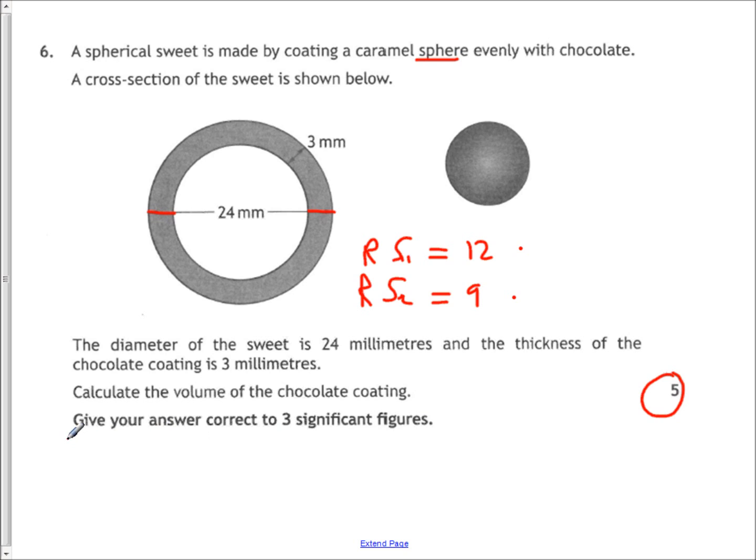Make sure for the final mark that you give your answer correct to 3 significant figures, because otherwise you're going to lose a mark. So formula sheet question, nothing awkward, composite volume, that should be 5 marks in the bag.